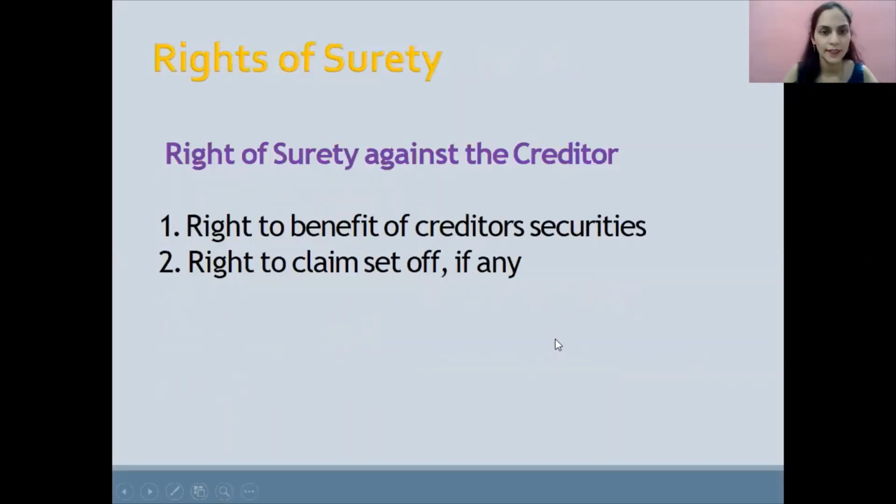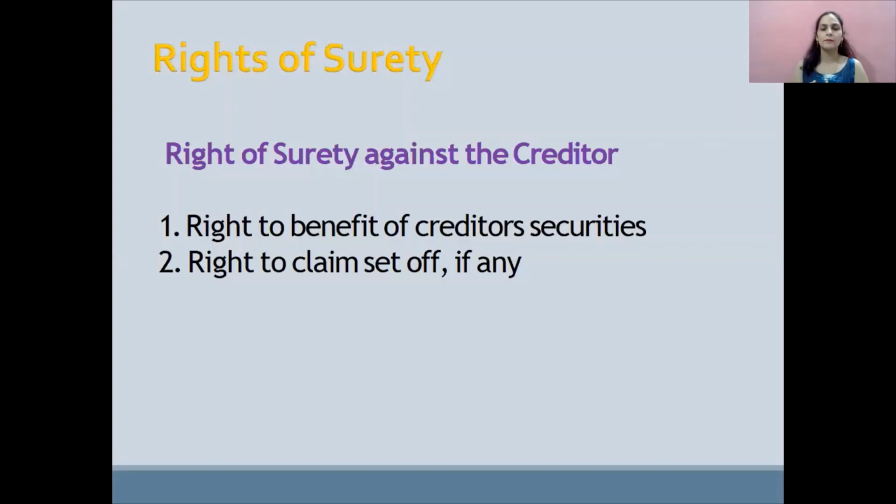Now let's have a look at the rights of surety. What all are the rights of the surety or the guarantor against the contract of guarantee? We start with, as we have three parties, so the rights will also be three manifold. The first right is against the creditor. First right is the right to benefit of creditors' securities. As the surety pays the amount in case of debtor's default, automatically all the benefits of the securities so enjoyed by the creditor will be transmitted to the surety.